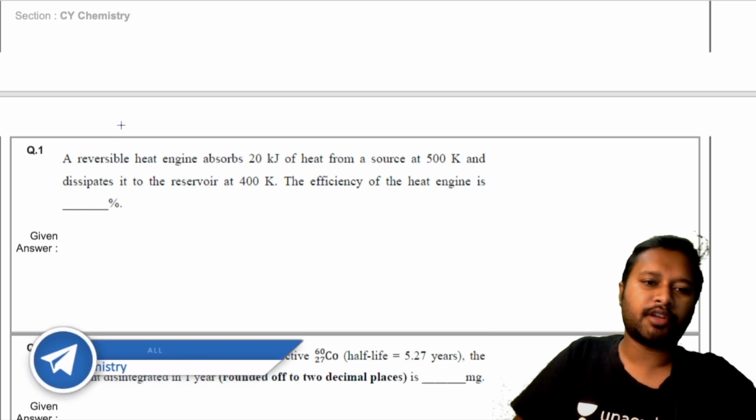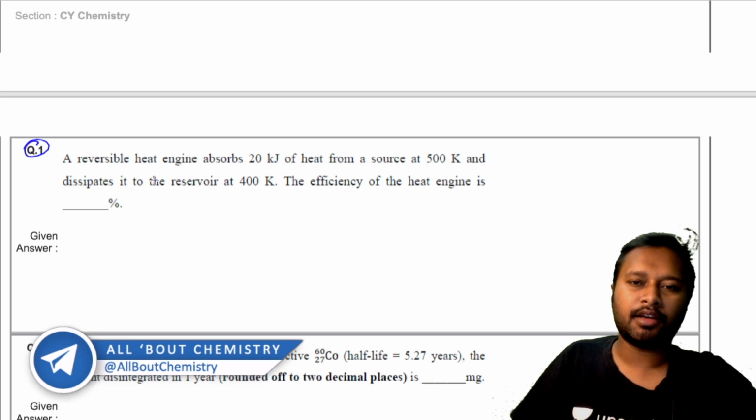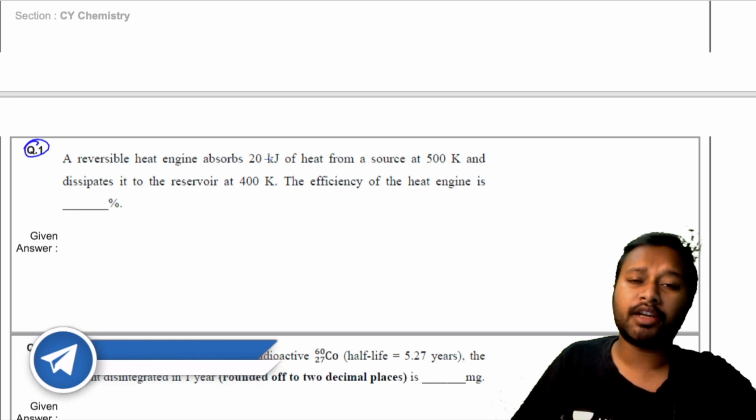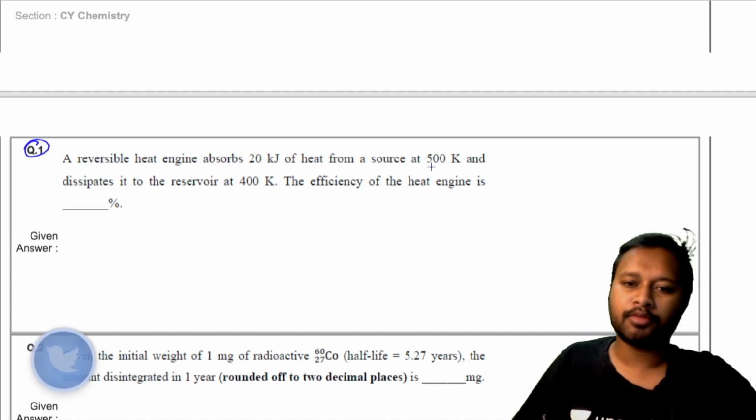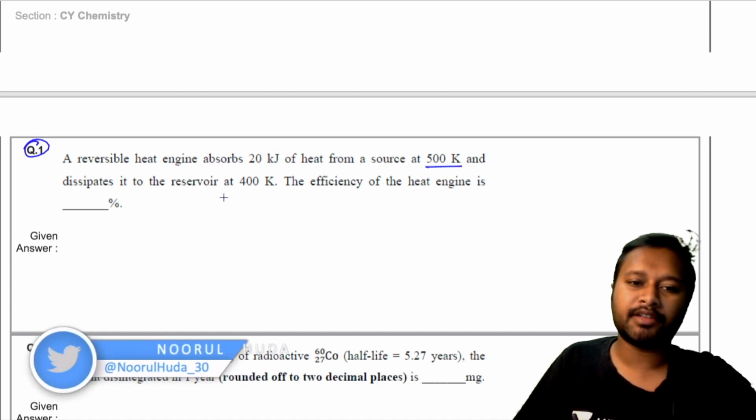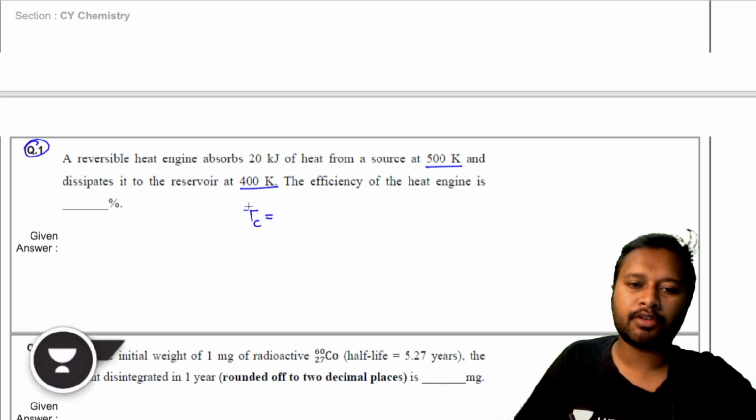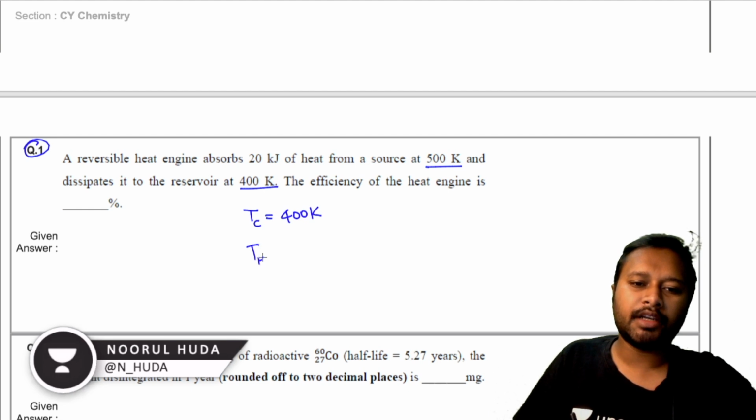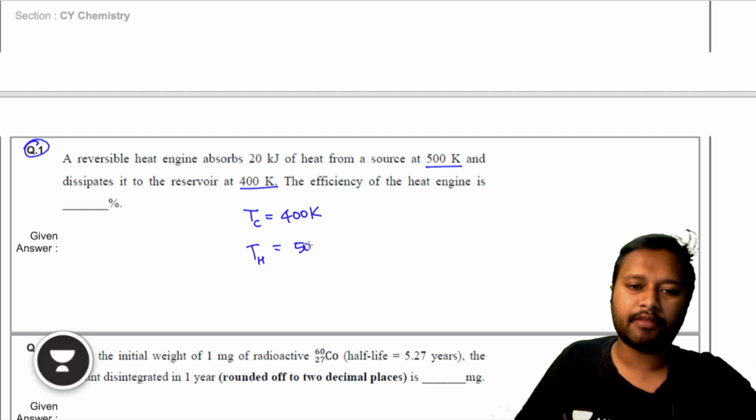The first question is from your Carnot cycle, and the question says that the reversible heat engine absorbs 20 kilojoules of heat from a source at 500 Kelvin and dissipates it to the reservoir at 400 Kelvin. The efficiency of the heat engine is? So how to do this? First of all, TC means temperature of the cold substance, that is 400 Kelvin, and TH means the temperature of the hot substance, that is your source, and that is 500 Kelvin.